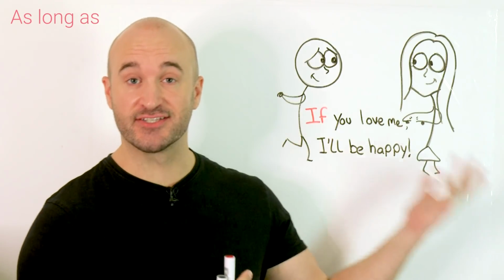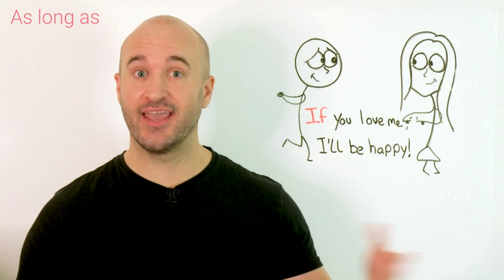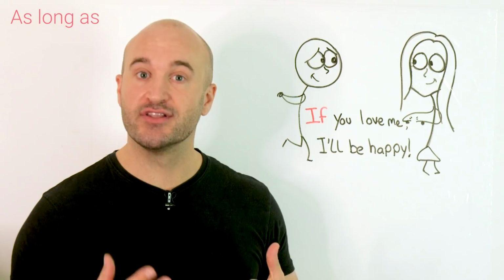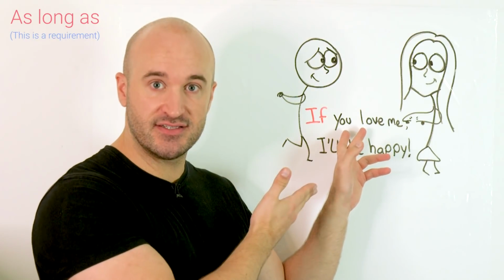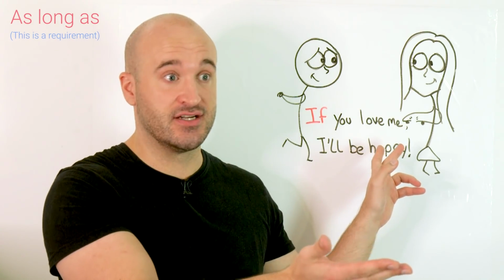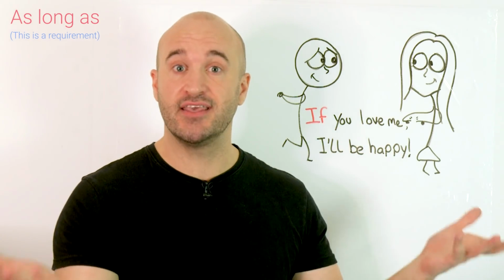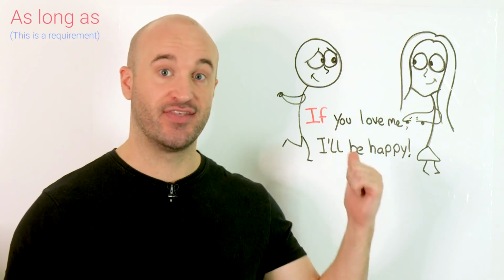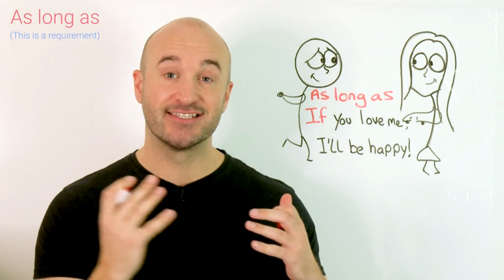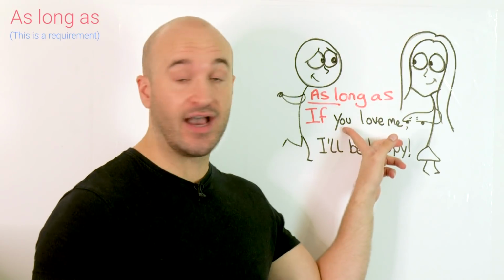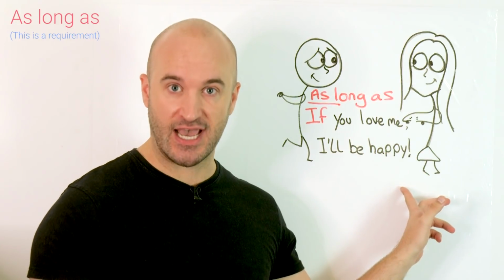He wants to tell his girlfriend, if you love me, I'll be happy. But very specifically, he wants to say, I need this for this to happen. If this is the situation, then this is always the answer. And in that context, you can change the if to as long as. As long as you love me, I'll be happy. I need this for this to happen.